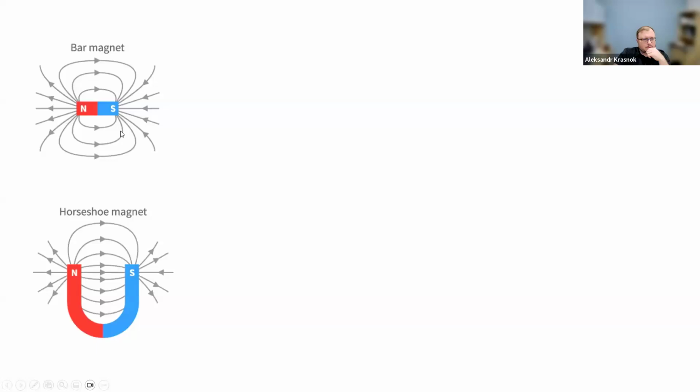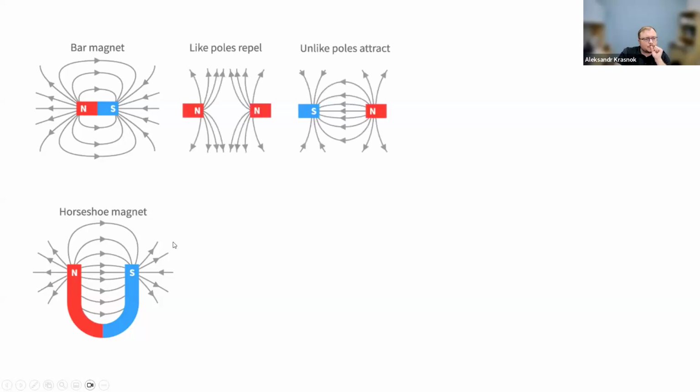This is another example of a magnet. Again, the lines start outside of the magnet, in the exterior. The lines start at north and end in south, but again, these lines continue inside of the magnet. Just like in electrostatics, the same poles repel, the opposite poles attract.